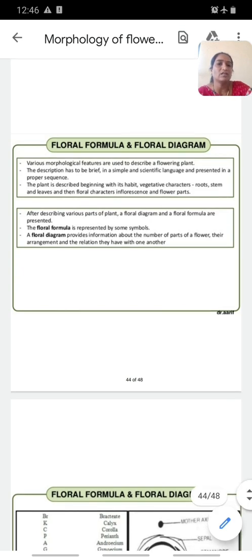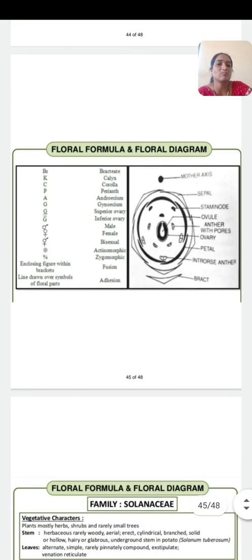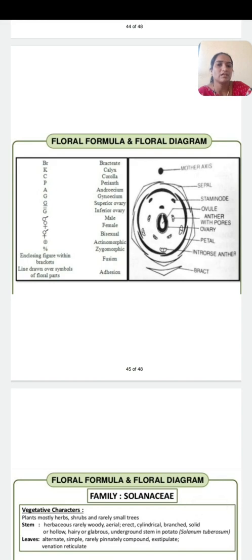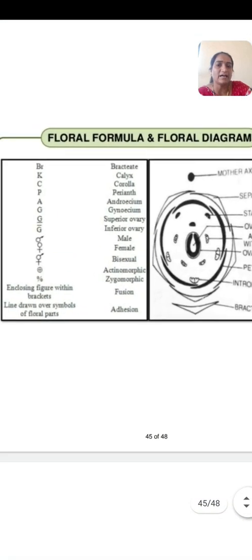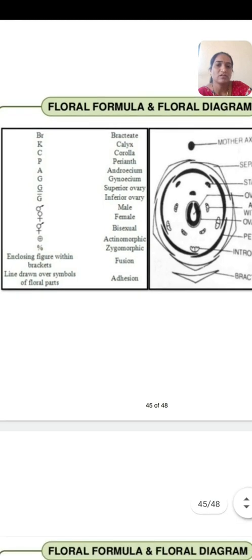Then according to the numbers of calyx, corolla, androecium and gynoecium, a formula can be noted down by using certain symbols, which is known as the floral formula, and a diagram is drawn on the basis of their arrangement, which is known as the floral diagram. Here certain symbols are used for the floral formula and floral diagrams, like Br for bracteate, K for calyx, C for corolla, P for perianth, A for androecium, G for gynoecium.